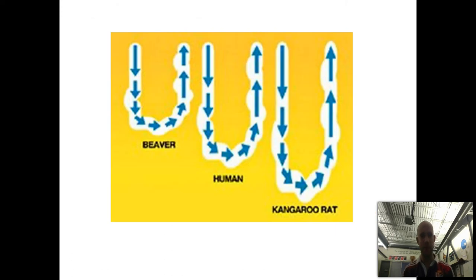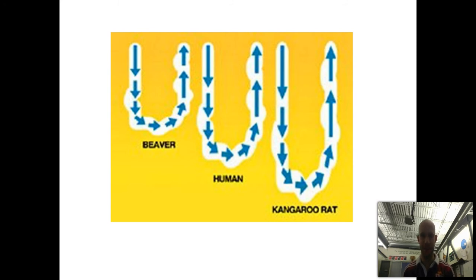An interesting thing with the loop of Henle is the fact that it has varying lengths in different species. I think this is a really nice evolutionary adaptation that we can think about. Beavers have a very short loop of Henle, and that's because they don't need to reabsorb much water. Humans, our loop of Henle is a little bit longer, and probably the most extreme version of a loop of Henle is the kangaroo rat.